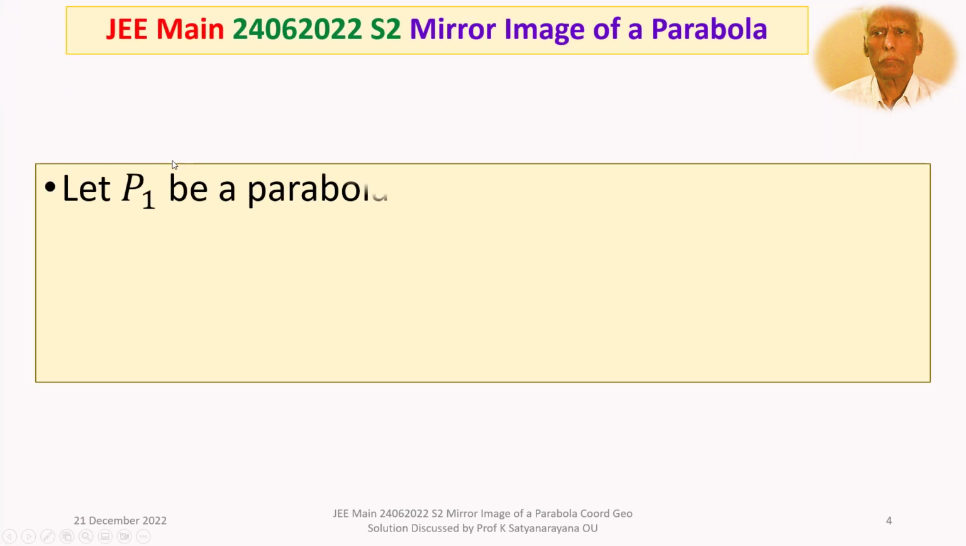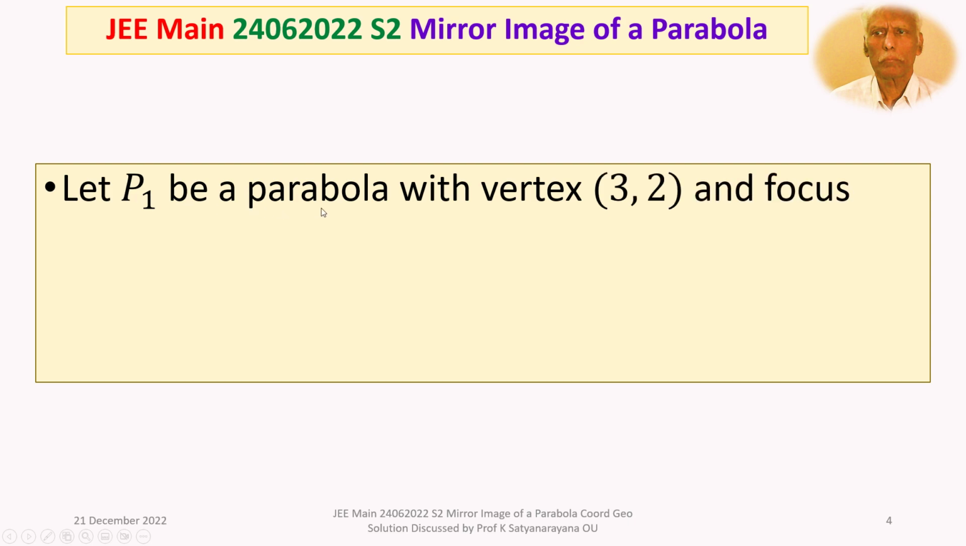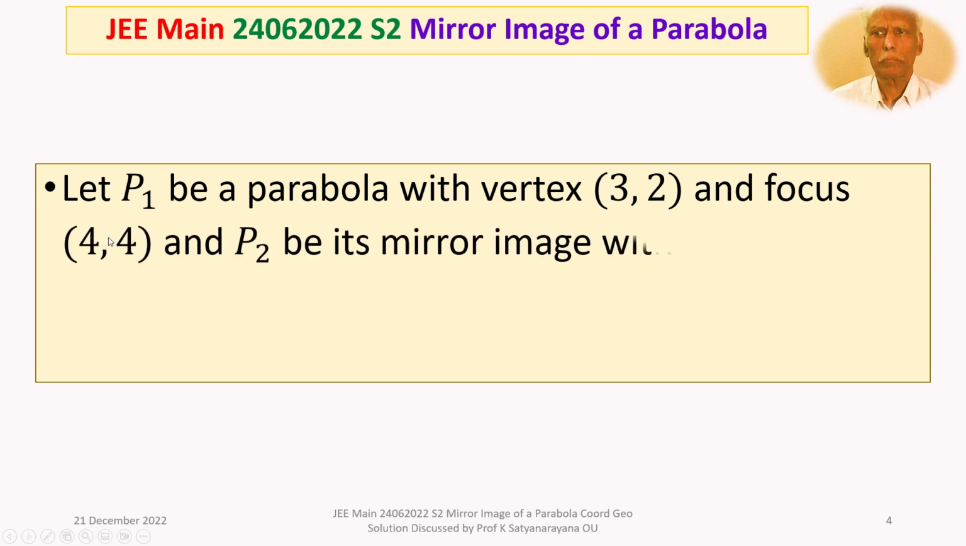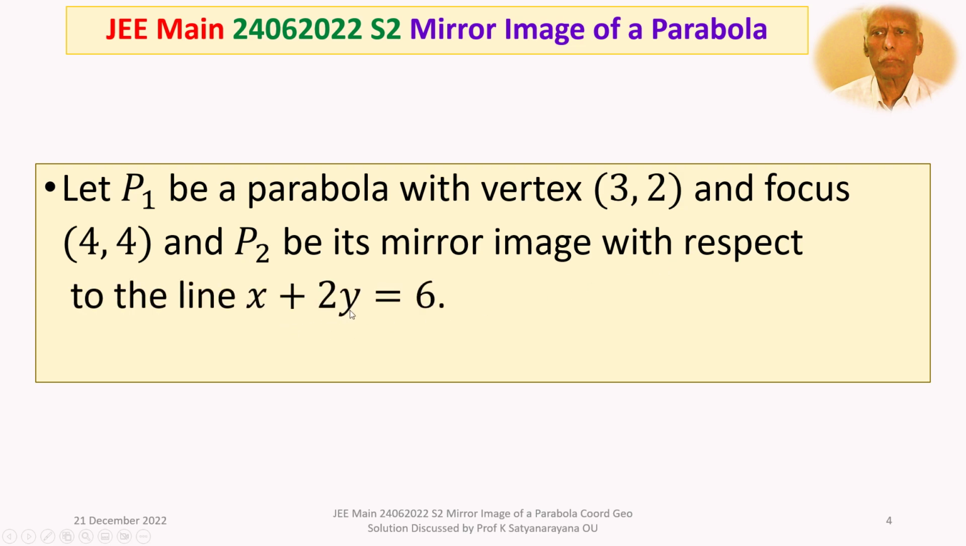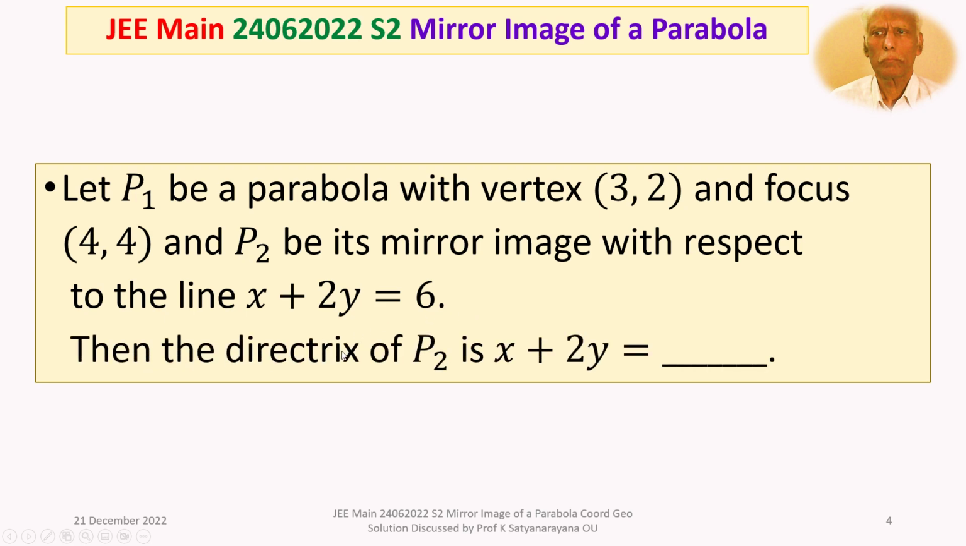The problem is: let P1 be a parabola with vertex (3, 2) and focus at (4, 4), and P2 be its mirror image with respect to the line x + 2y = 6. Then the directrix of P2 is x + 2y = ___.